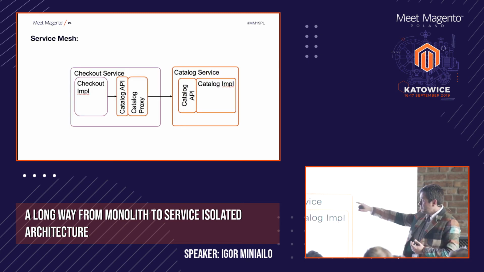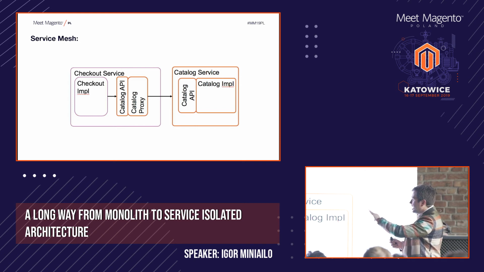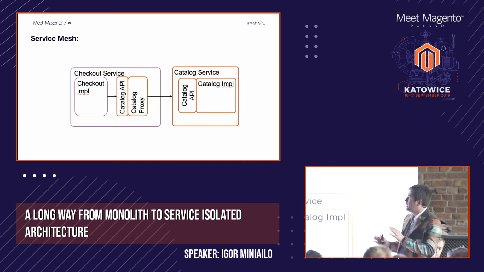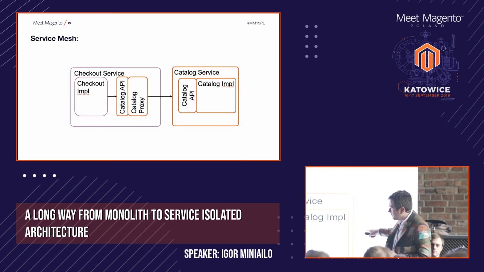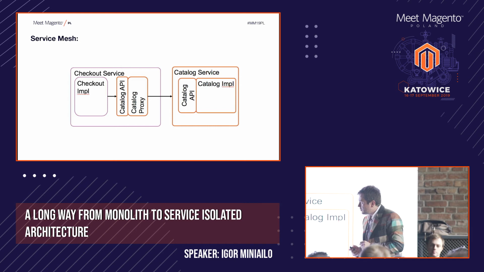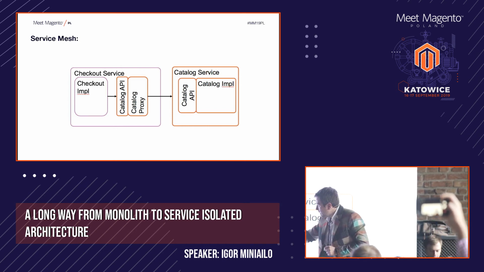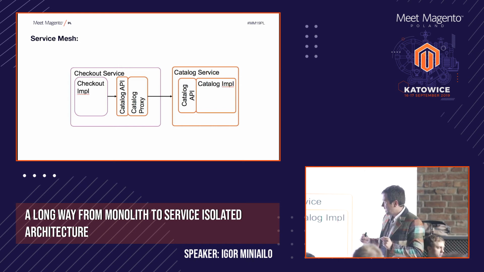So this is where the service mesh comes in. This is the layer which is supposed to provide the possibility of communication between services in a network. What we want to introduce here is an infrastructural layer for business service communication, and this infrastructural layer is supposed to be provided by Magento.